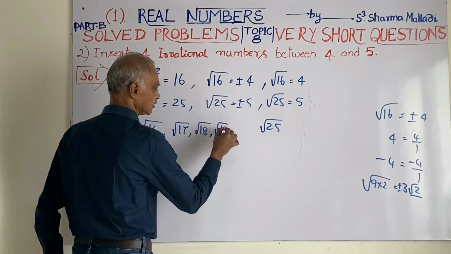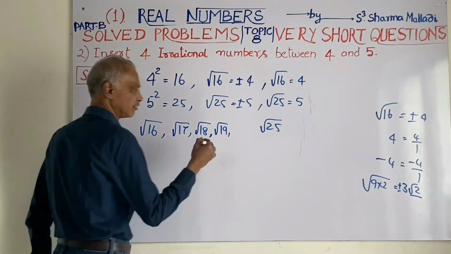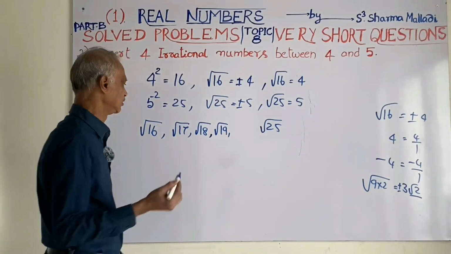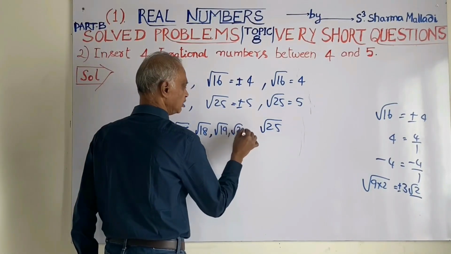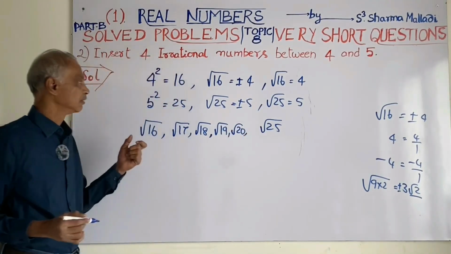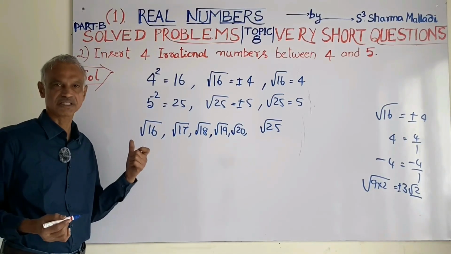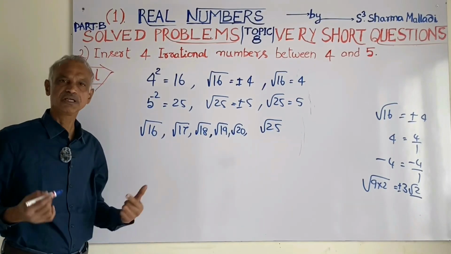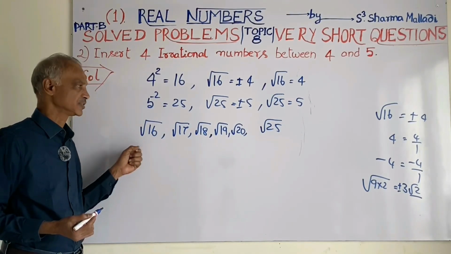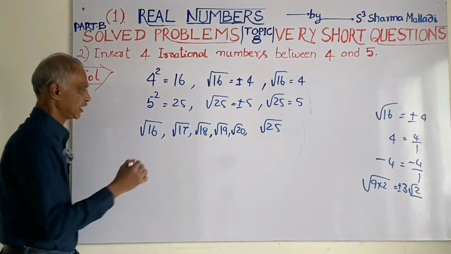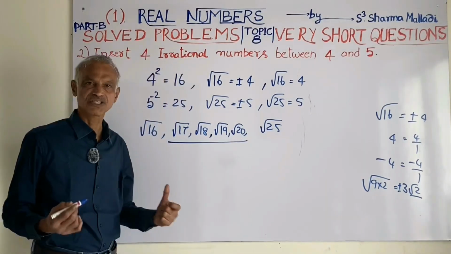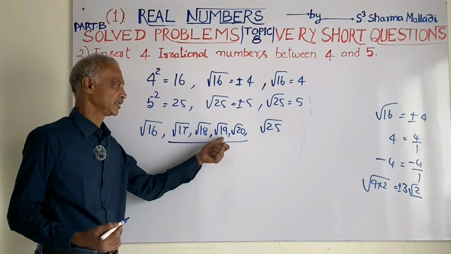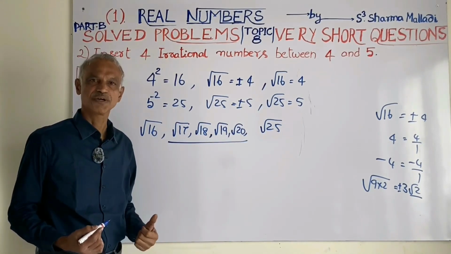Root 19, root 20, root 21, root 22, root 23, all you can write. How many we have to insert? 4 irrational numbers. Root 17, root 18, root 19, root 20. Many irrational numbers we can write between root 16 and root 25. Like this, we have to do. Irrational numbers between 4 and 5 are root 17, root 18, root 19, root 20. Like this, you have to do.